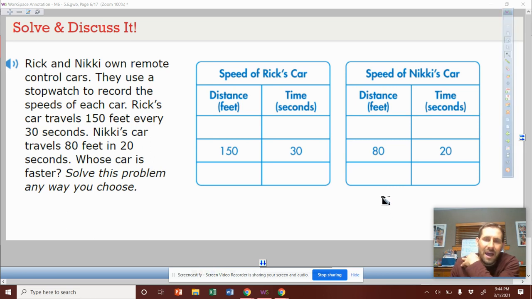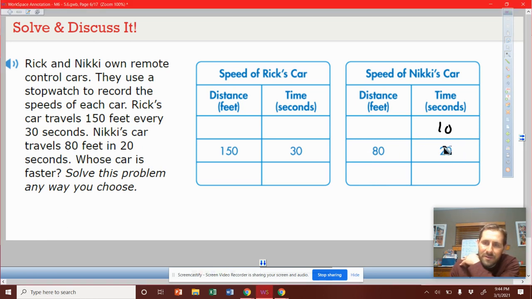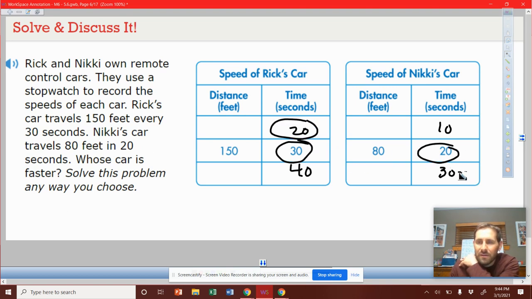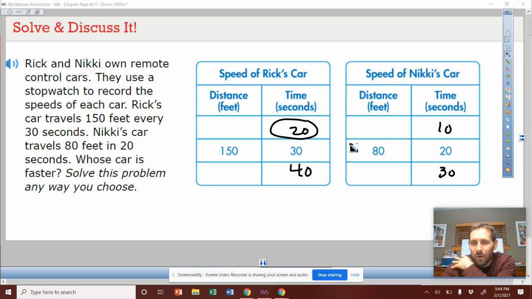So one thing I'm looking at here is, well, is there any way I can get increments of 10? If I can get an increment of 10 here and 30 here and 20 here and 40 there, well, I'll be able to compare the 20 to the 20 here or the 30 to the 30 here, and I'll be able to compare those two to figure out who went a further distance in the same amount of time. So that's our goal. Can we get there is the question.